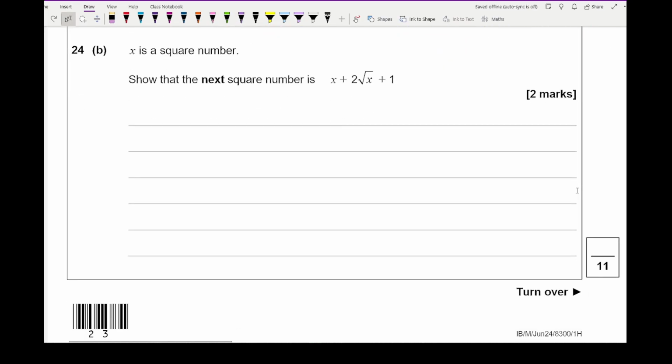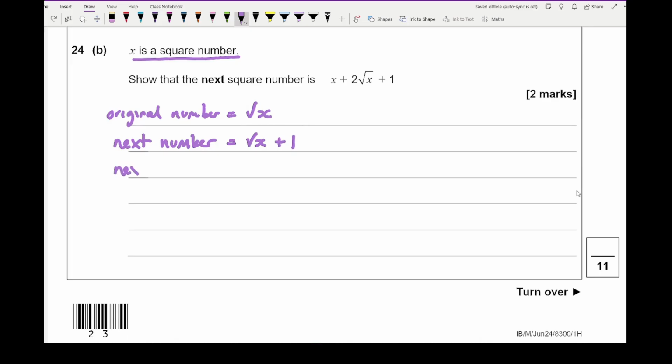Moving on to 24b, it says x is a square number. Show that the next square number is x plus 2 root x plus 1. Well, if x is a square number, then the original number is going to equal root x. Now the next number will therefore be root x plus 1, and the next square number will be root x plus 1 squared, which is (root x plus 1) times (root x plus 1).